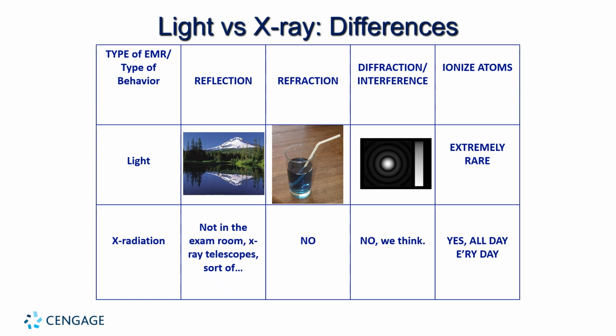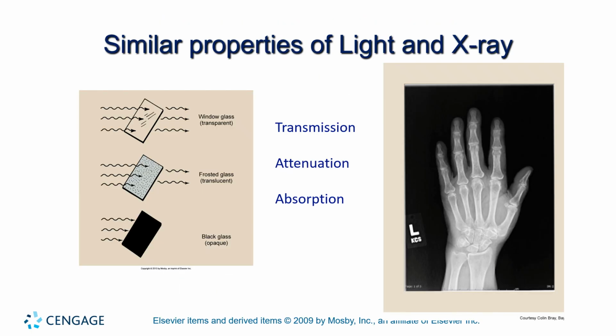But do they ionize atoms? Yes, prolifically. X radiation and radiation energies higher than X radiation definitely ionize atoms. All right, so what does all EMR do if it doesn't all reflect and refract and diffract or interfere? Well, transmit, attenuate, and absorb.